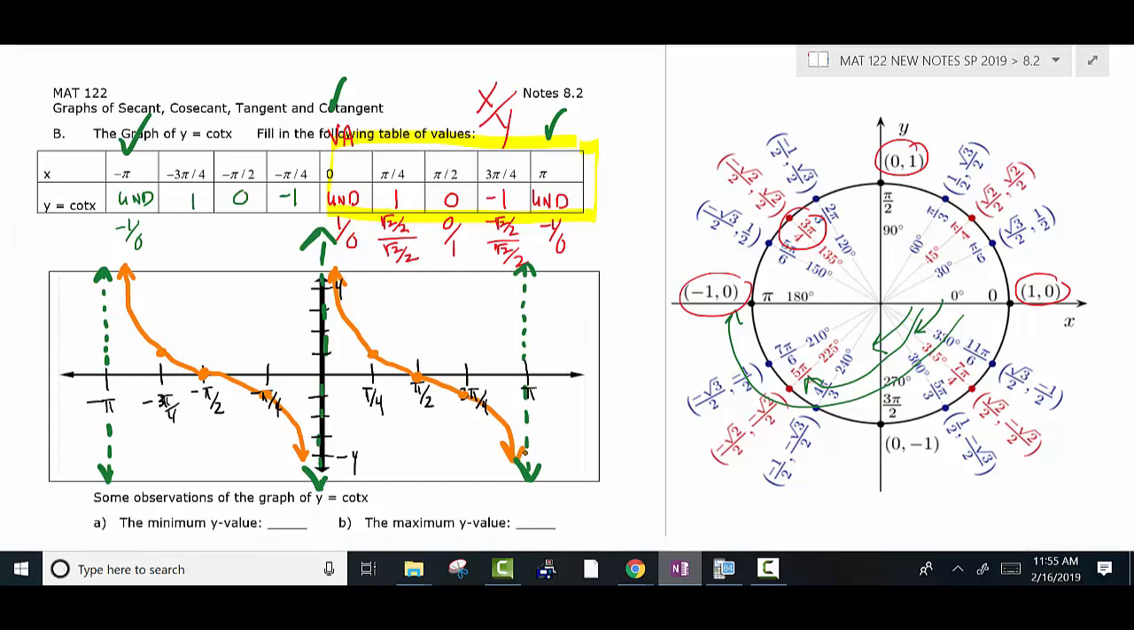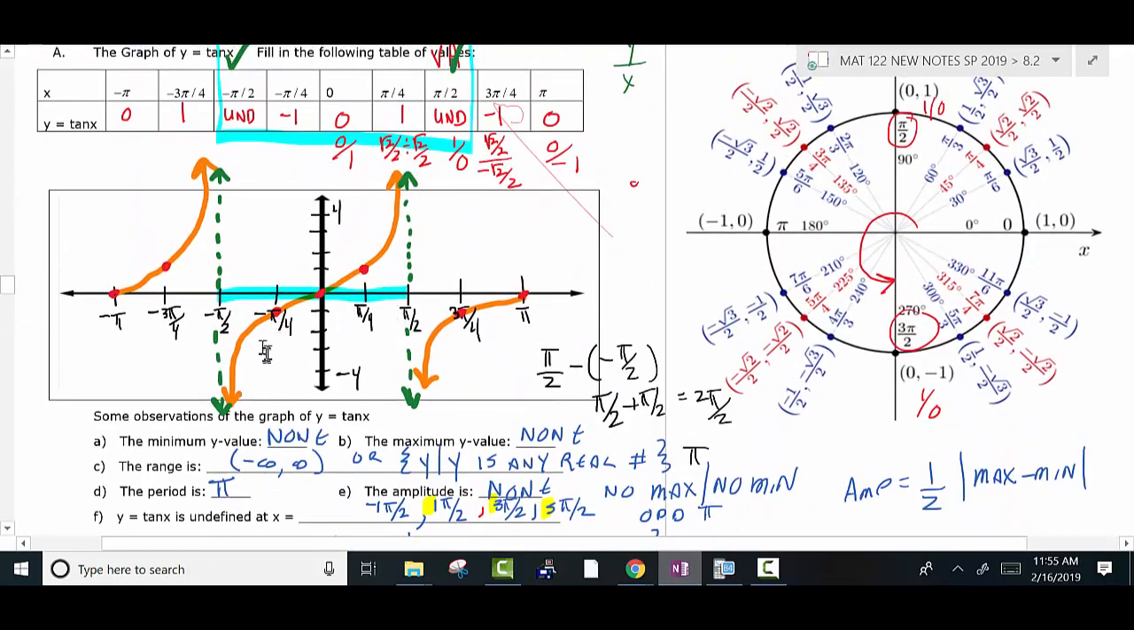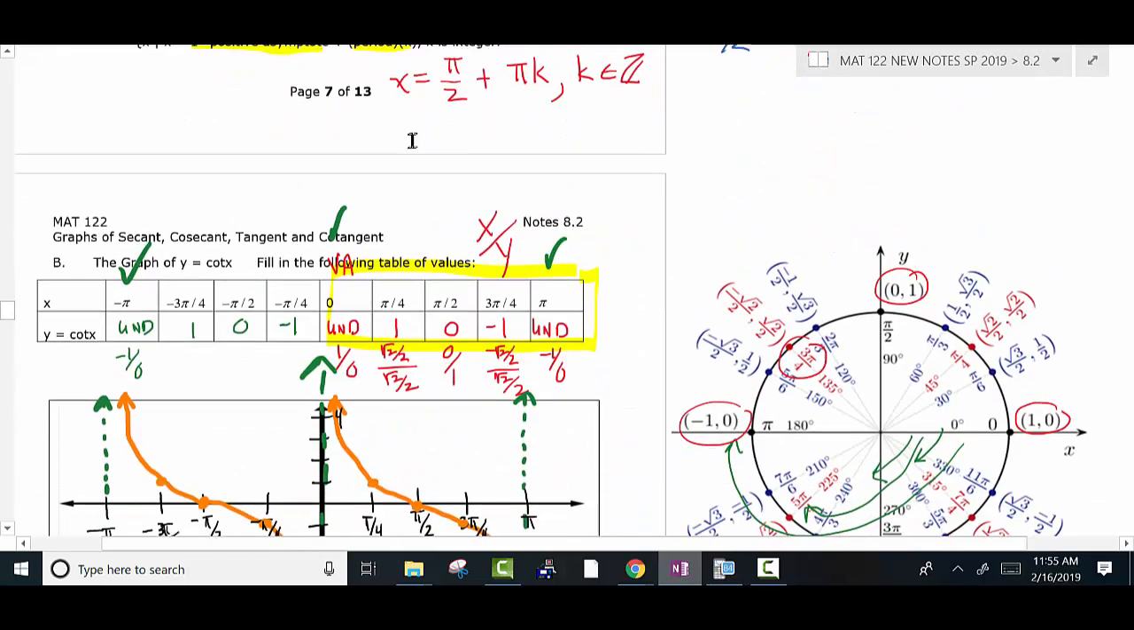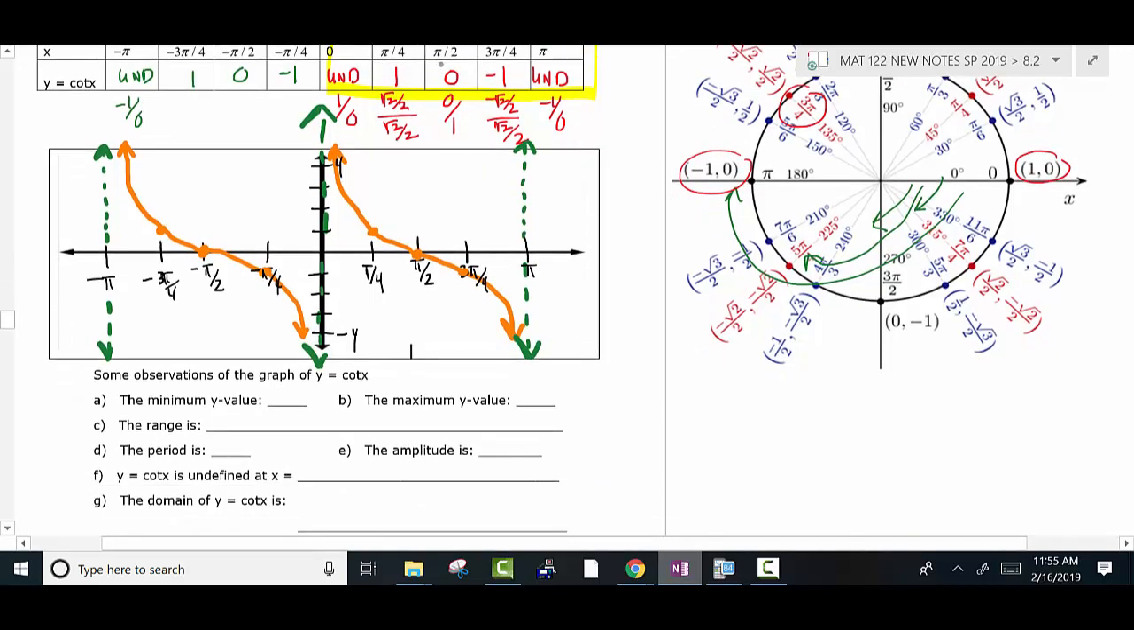So if you compare the previous page and the tangent, it just kind of looks like this. Okay, so notice the tangent went this way, and the points kind of went asymptote, negative 1, 0, 1, asymptote. Okay, the cotangent is backwards. It's asymptote, 1, 0, negative 1, undefined. And it's kind of a phase shift and a reflection if you think about that then.